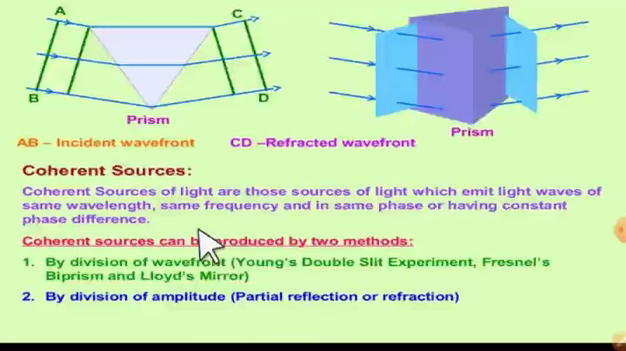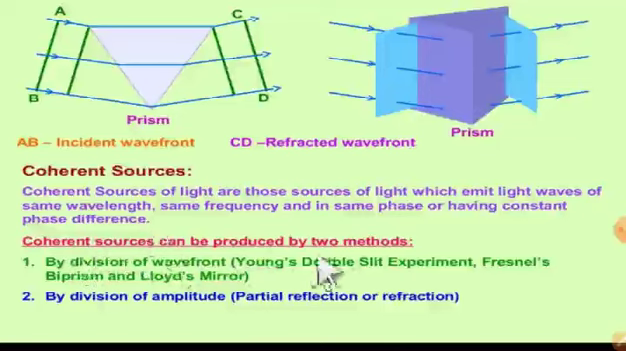If they are not in the same phase, but the phase difference between the two sources remains constant, then we call it a constant phase difference. If they have a constant phase difference, then we can also call them coherent sources, but this phase difference should be small.